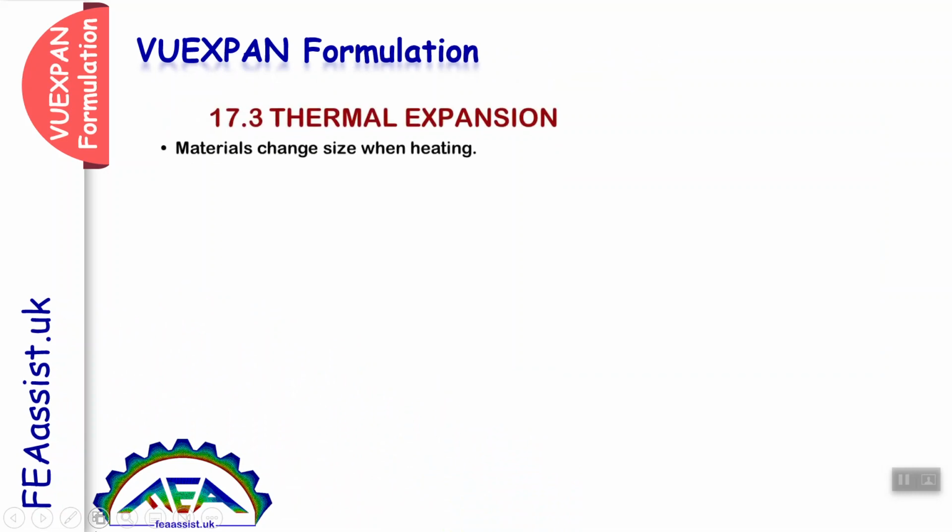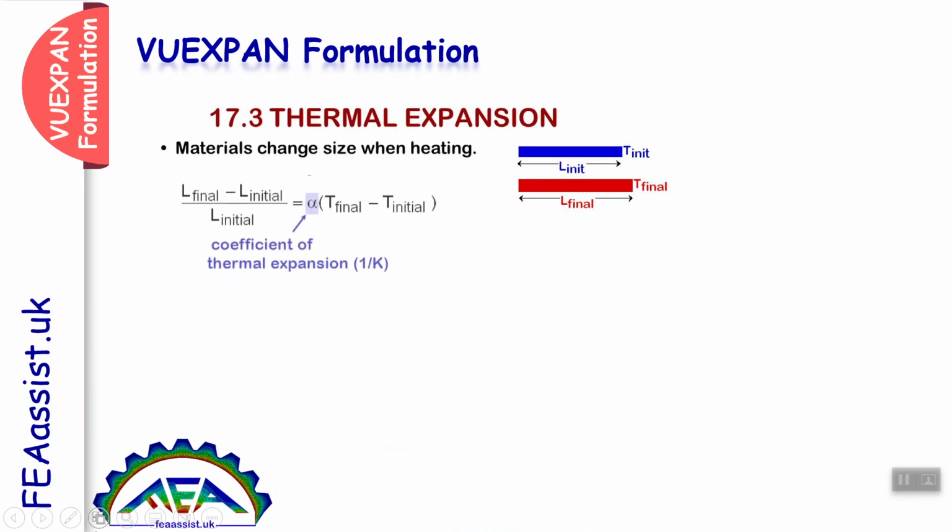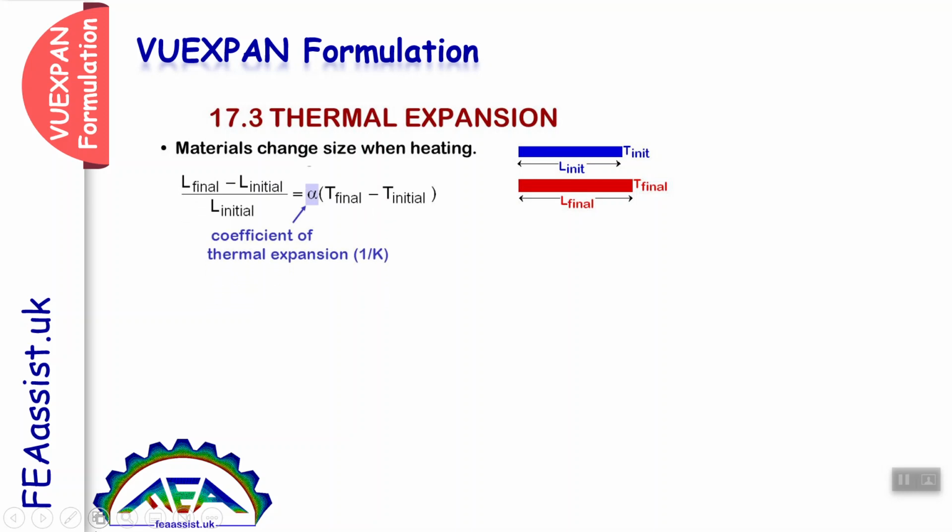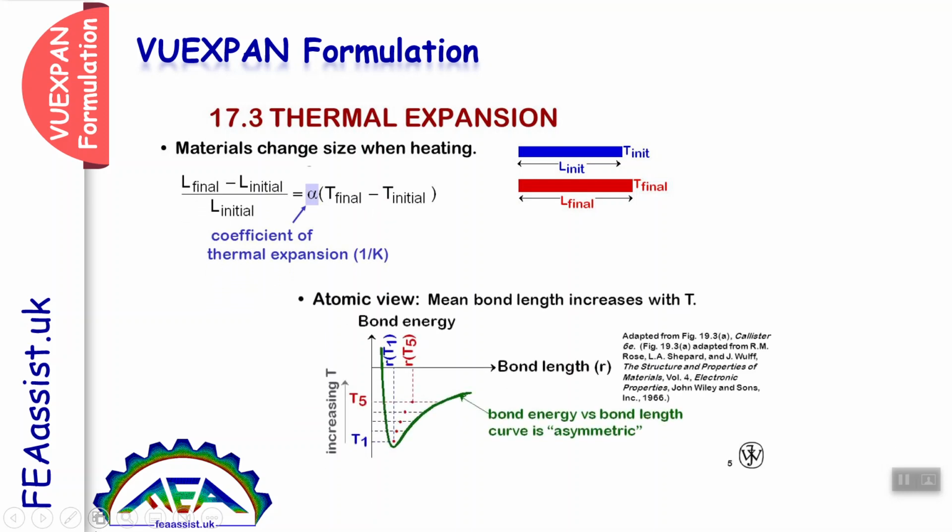VU expand formulation. The materials change size when heating. In other words, if you increase the temperature of a sample, the length of the sample in all directions will increase. How much? It depends on thermal expansion coefficient. Why? If you have a look in atomic view, we will find that the distance of atoms increases in heating, and this is the reason of thermal expansion.